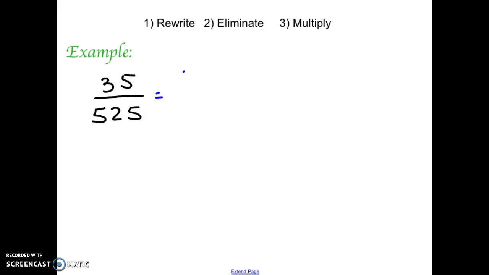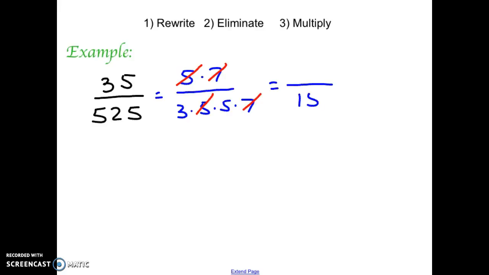35, we know we can rewrite this as 5 times 7. The 525 we already did. This was 3 times 5 times 5 times 7. Now we want to eliminate anything that would simplify to give us 1. So we can simplify one pair of 5s. The 7s would simplify. So if we look in the denominator, we have 3 times 5, which would give us 15. Now everything canceled on the top, but remember we were simplifying to get 1, so to hold the place we can put a 1.